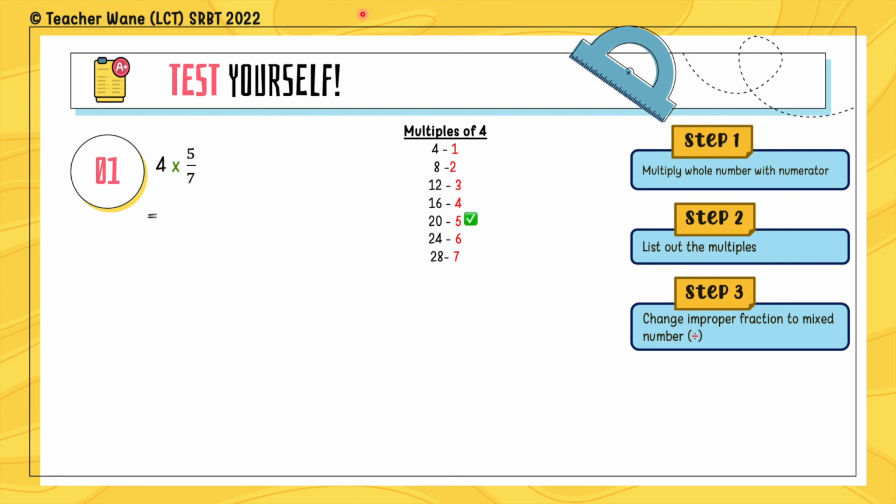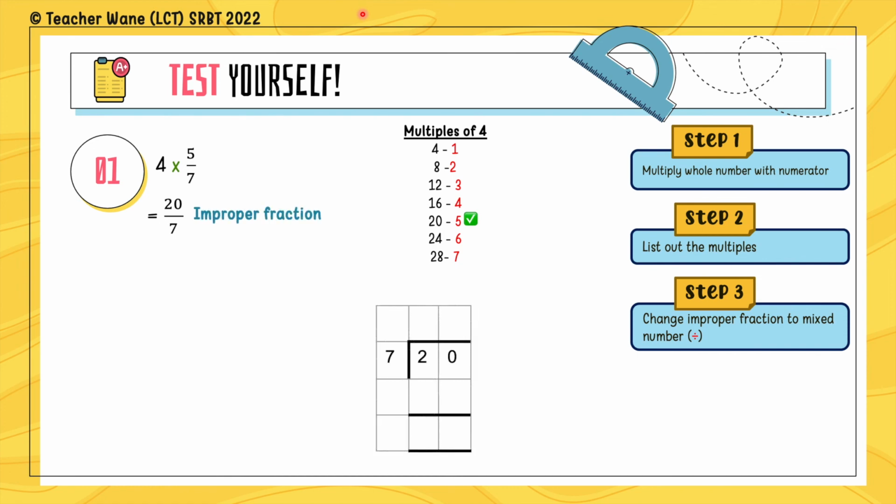So 4 times 5 is 20, so I'm left with 20 out of 7. This is called an improper fraction. I will be needing to change it into a mixed number by using division. So 20 divided by 7, I will choose 14, which is the second multiple. So 20 minus 14, the answer is 6. So I am left with 6 out of 7.